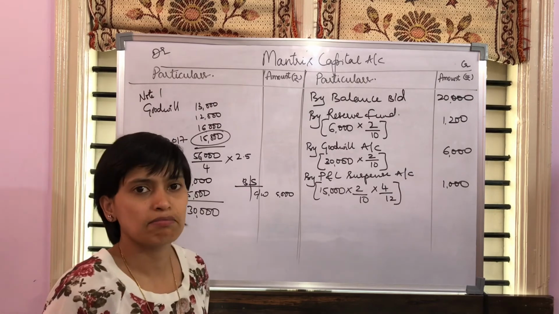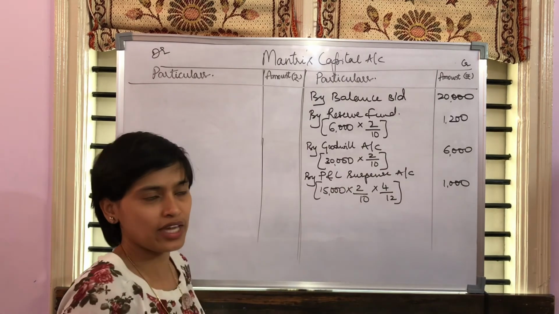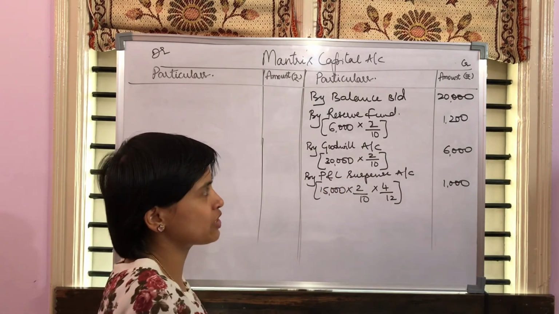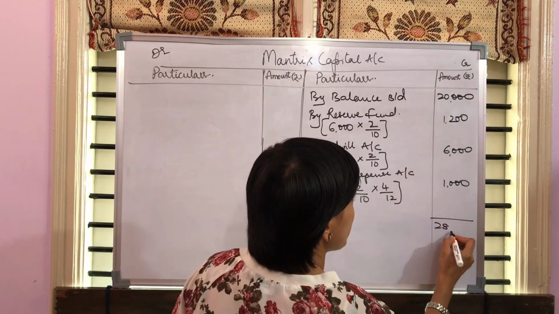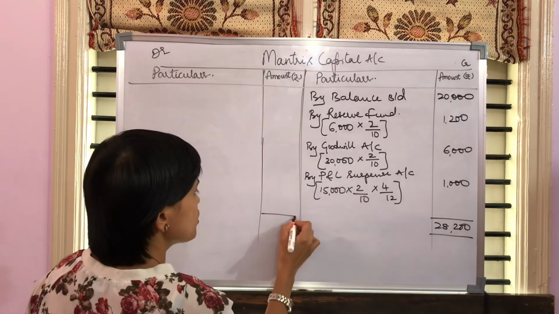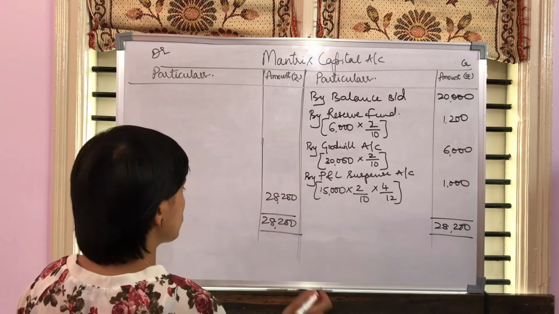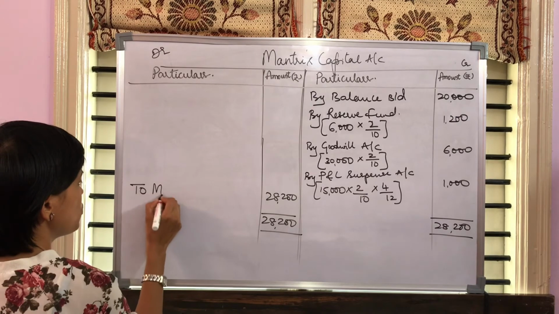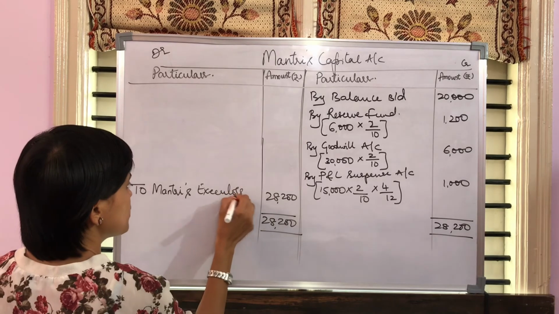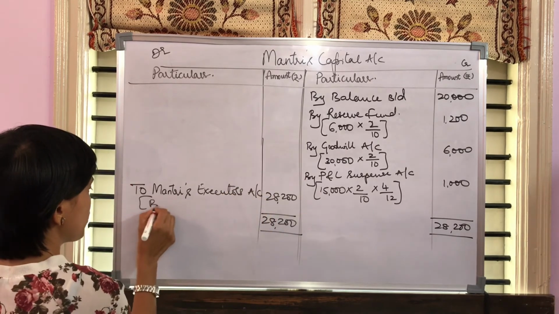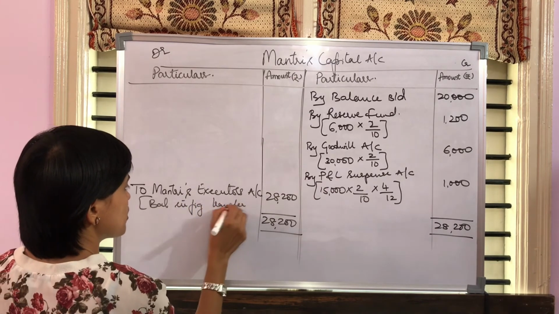So let's do the balancing. On the debit side, students, there are no postings. On the credit side only we have. So let's directly do the totaling of the credit side. So 20, 21, 27, 28. So the total is going to be 28,200. Write it on both the sides. So this 28,200 is now transferred to monthly's executors account. As of now, this is the balancing figure that is transferred.